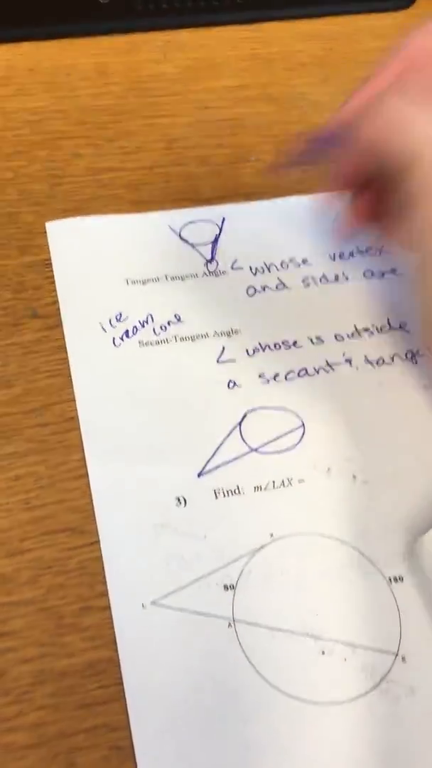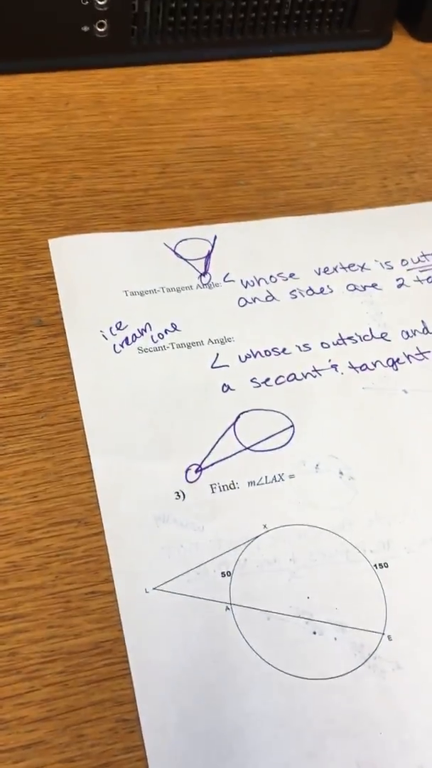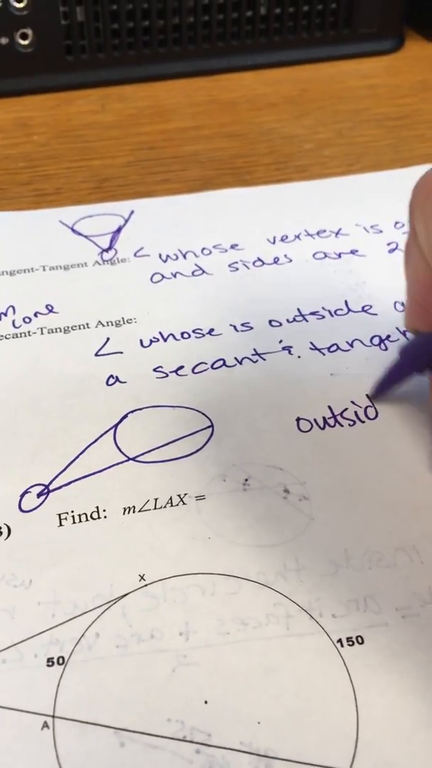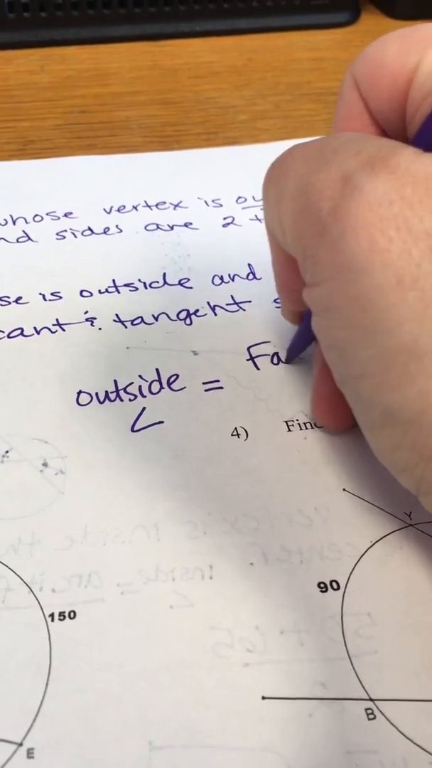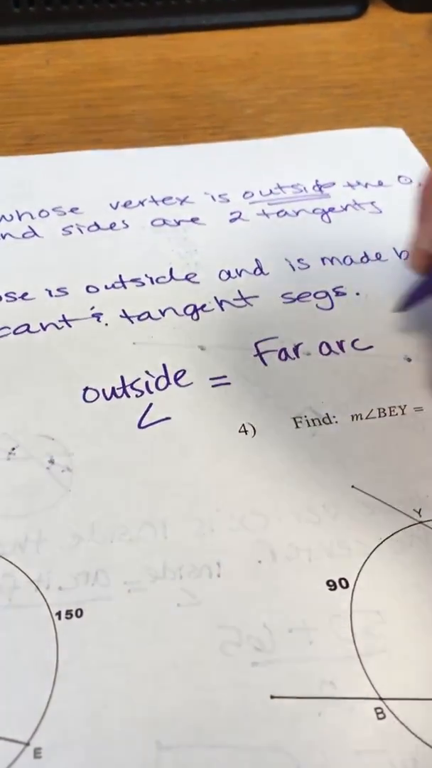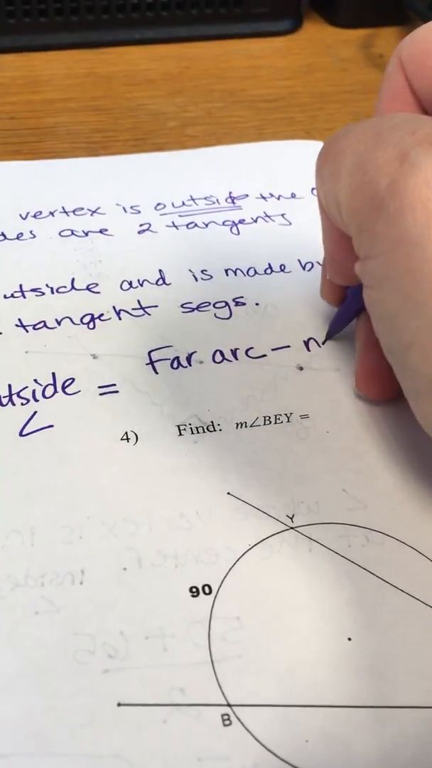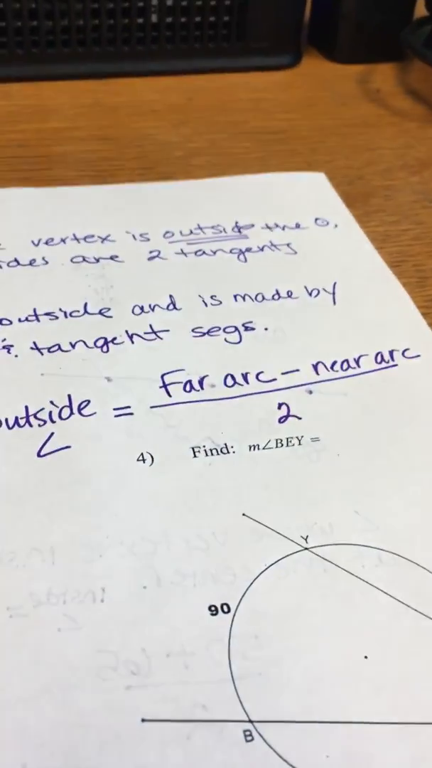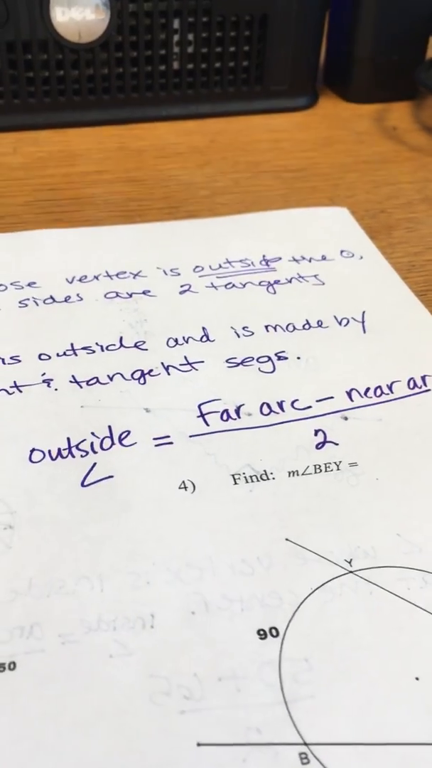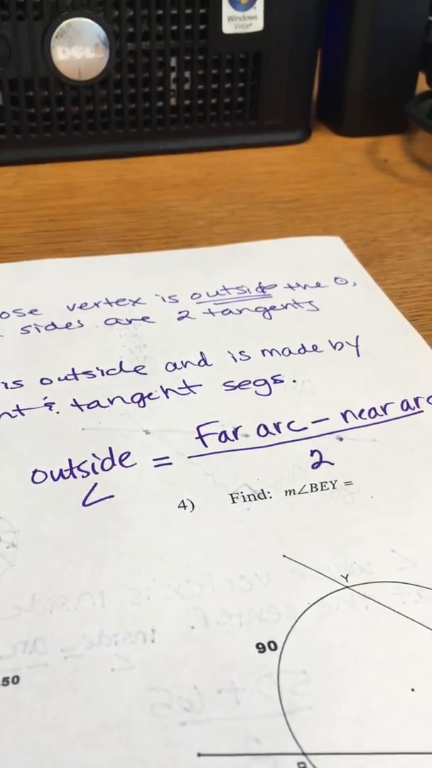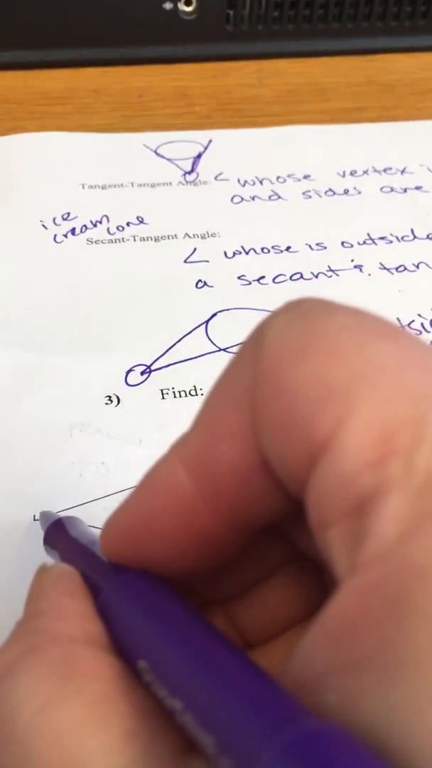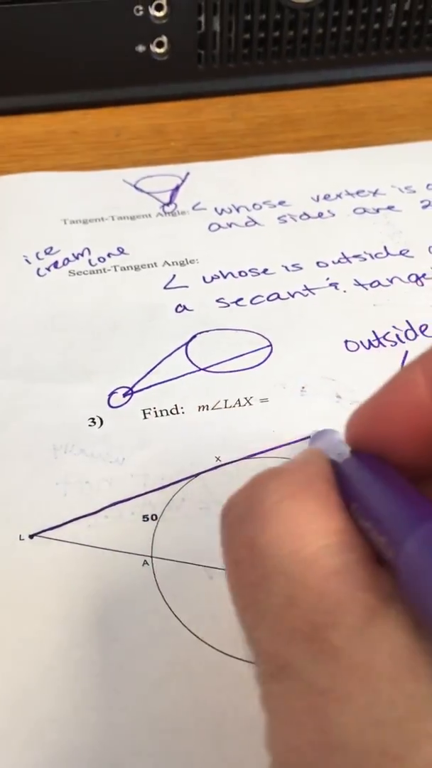It's outside the circle. Anytime we are outside, so an outside angle, you take the far arc that the two sides intercept minus the near arc and divide by 2. So every single one of these we're averaging or dividing by 2 except for the one at the center. So when you see it outside, you trace the two sides.